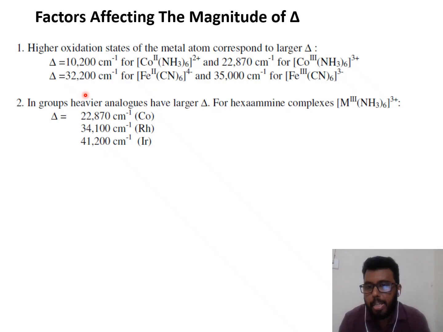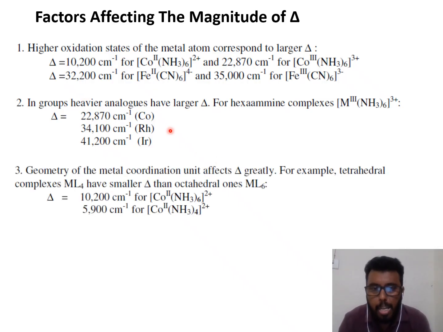And then for hexaamine complexes, let's take an example. These are hexaamine complexes, and in this one, cobalt, rhodium, iridium. So the heavier analog will have the larger delta. For example, compared to cobalt, rhodium and iridium have a higher mass number. As a result, they have a higher delta.